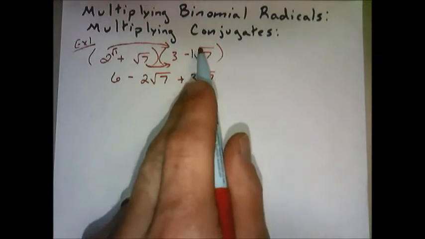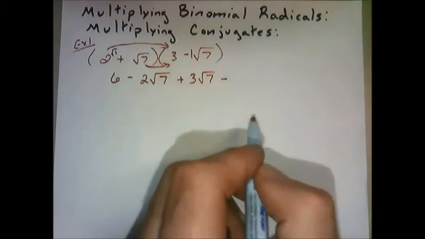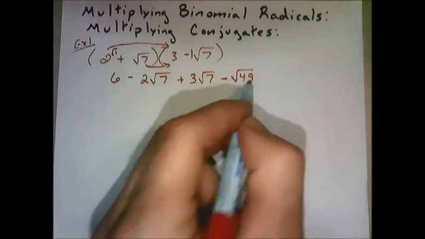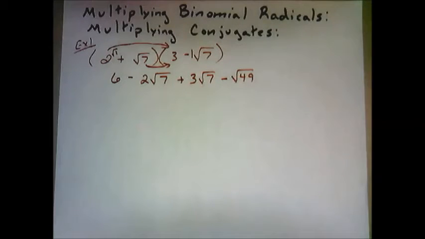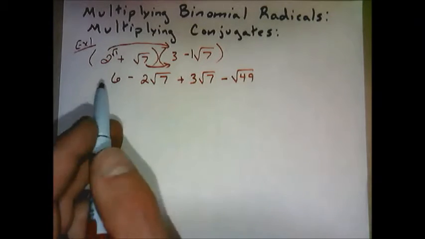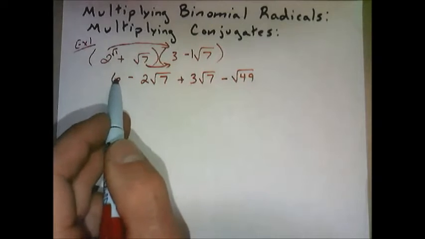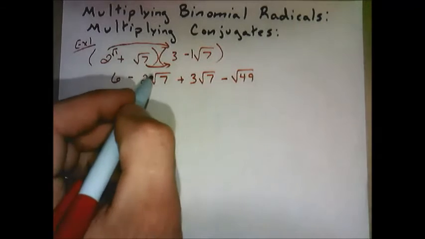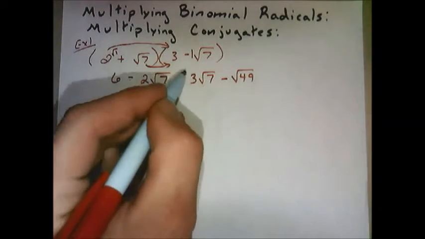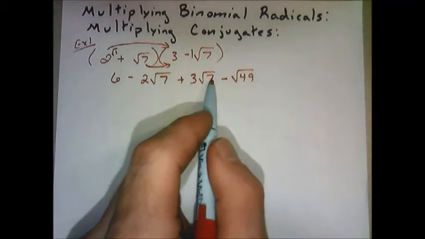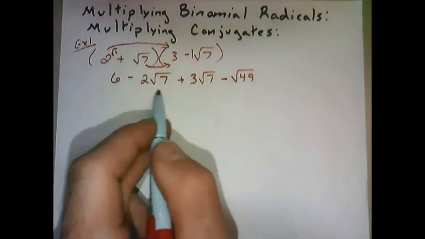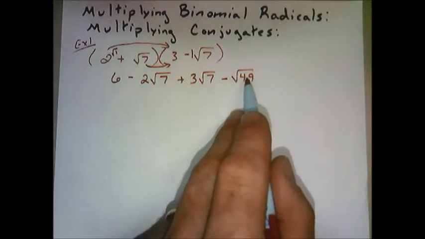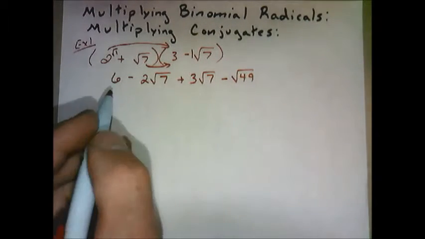And here we have radical 7 times negative radical 7. We're going to multiply those two numbers together and get the square root of 49. Now we can go ahead and simplify this. We can't do anything with the 6, but negative 2 radical 7 plus 3 radical 7. From our addition of radicals, our index is the same for each of our radicals, and the radicand is the same. So we can combine these by adding the numbers in the front of each radical. And the square root of negative 49, we can simplify to 7.